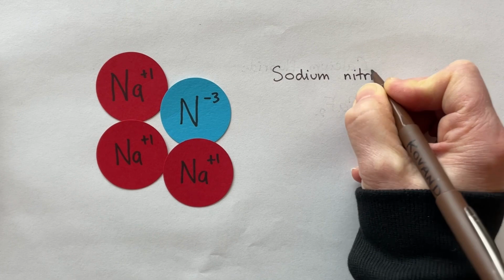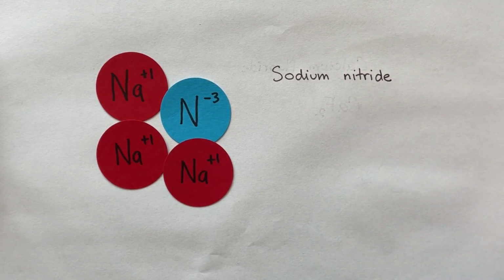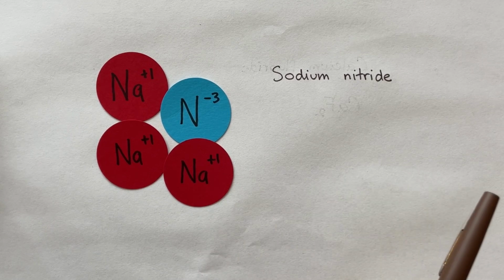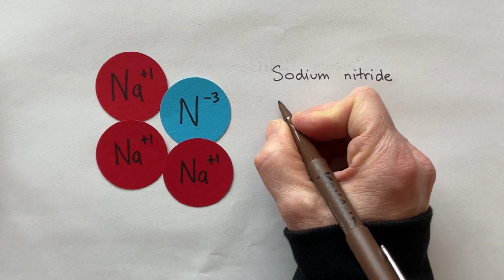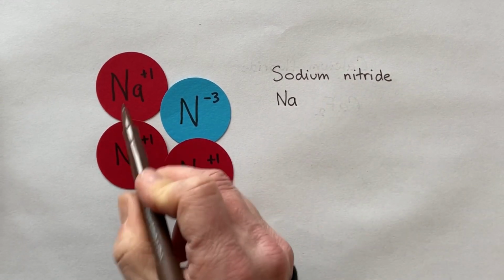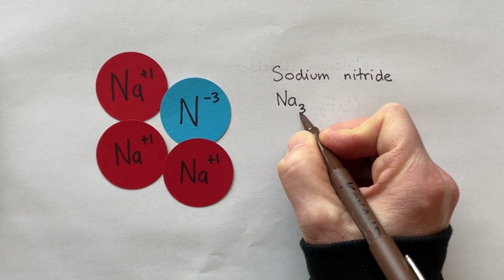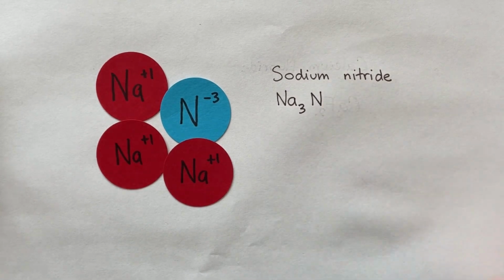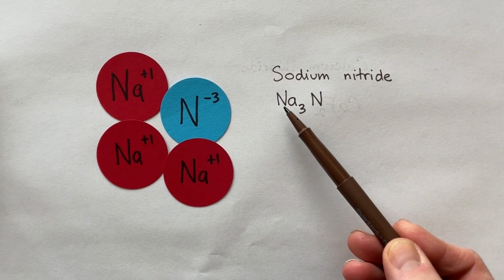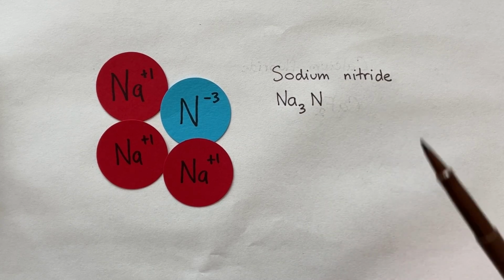And when I write my chemical formula, I need to include the correct number of ions of each element. So I have Na, and there's 3 of them, and nitrogen, there's only 1 of them. Notice I've always written the metal first in my name and the non-metal second.